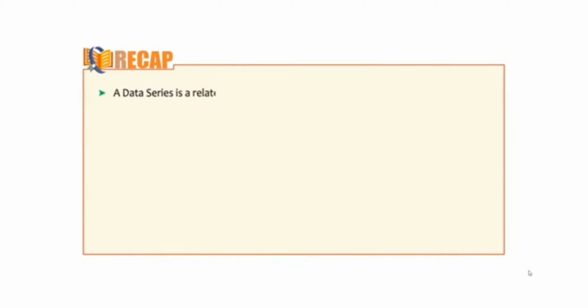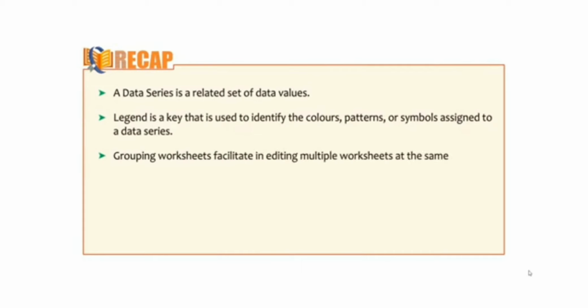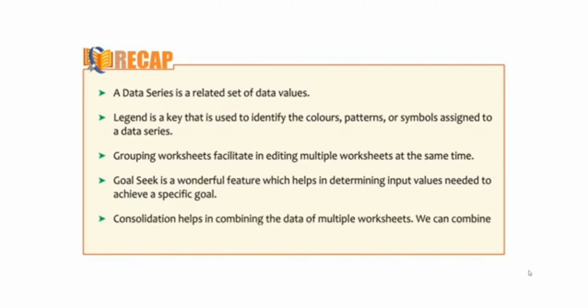A data series is a related set of data values. Legend is a key that is used to identify the colors, patterns or symbols assigned to a data series. Grouping worksheets facilitates editing multiple worksheets at the same time. Goal Seek is a wonderful feature which helps in determining input values needed to achieve a specific goal. Consolidation helps in combining the data of multiple worksheets. We can combine data of various ranges either in the same sheet or in different sheets.